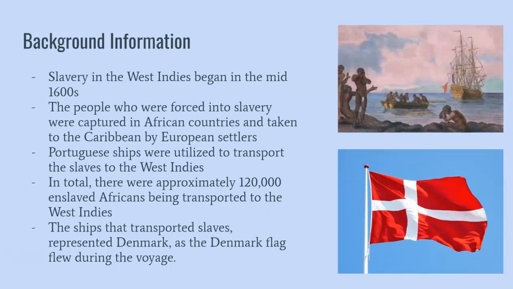In total, there were approximately 120,000 enslaved Africans being transported to the West Indies. The ships that transported slaves represented Denmark, as the Denmark flag flew during the voyage. And to pretty much sum up this slide, it talks about how the slaves were transported from one country to another and when slavery began in the West Indies.